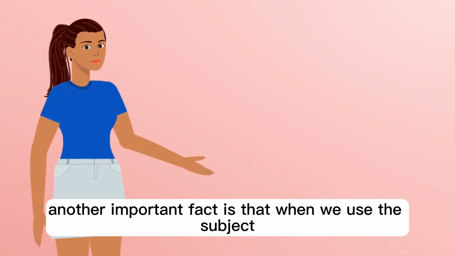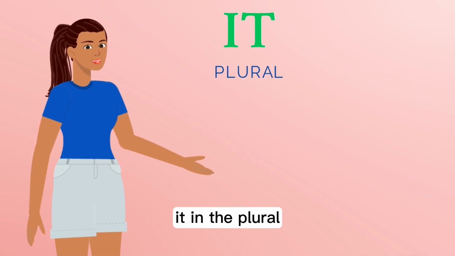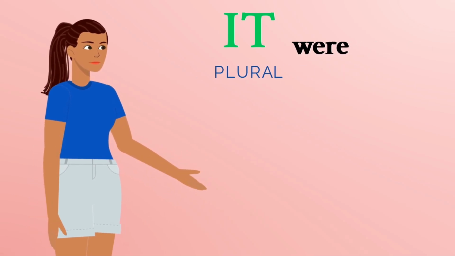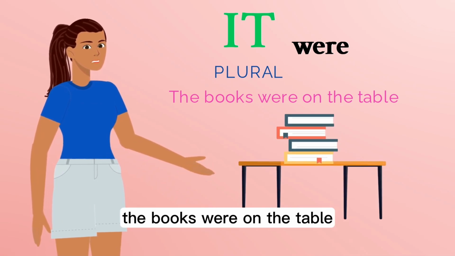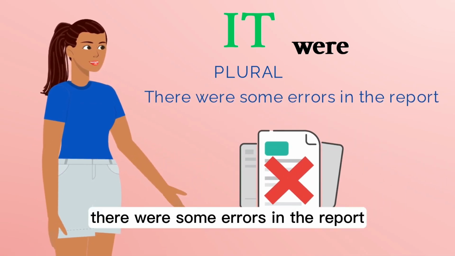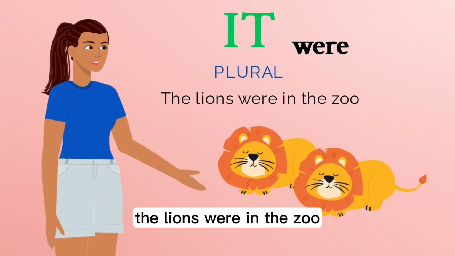Another important fact is that when we use the subject "it" in the plural, we use were. For example, the books were on the table. There were some errors in the report. The lions were in the zoo.